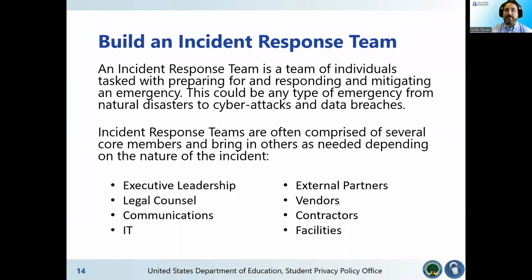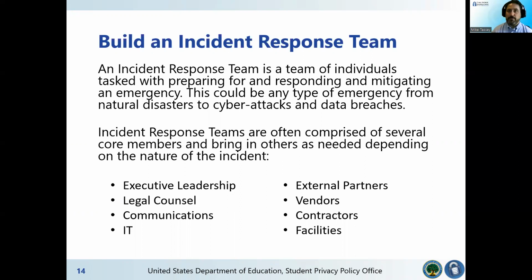So the first best practice I want to talk about is kind of foundational in nature, and that is building your incident response team. Your incident response team is the core of an organization's incident response process, and it's a team of individuals that have been identified as being responsible for responding to and mitigating cyber incidents or data breaches.